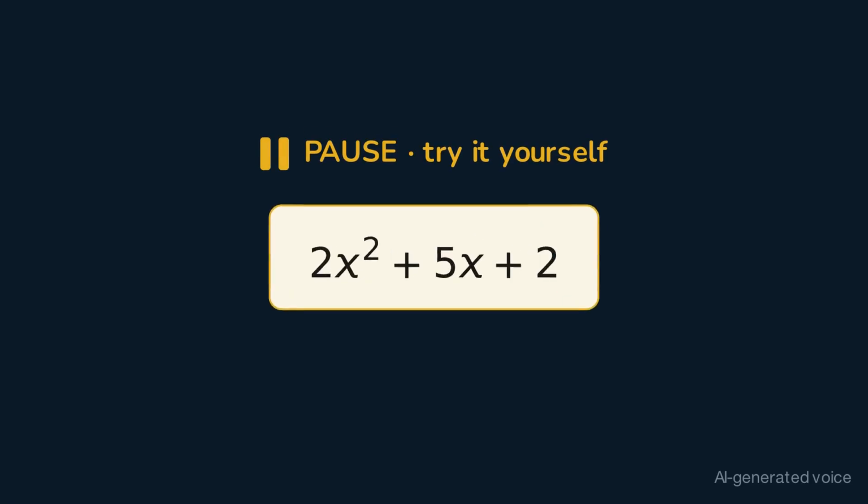Your turn with the last case. Factor 2x squared plus 5x plus 2. Remember, first a times c, then the two numbers, and then split and group. Take a few seconds.